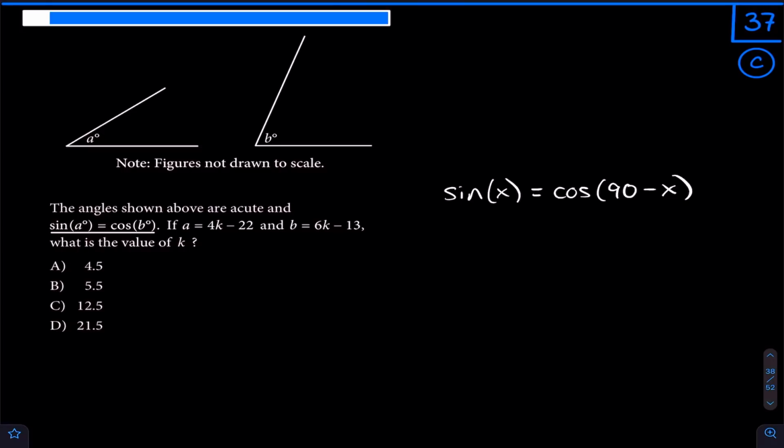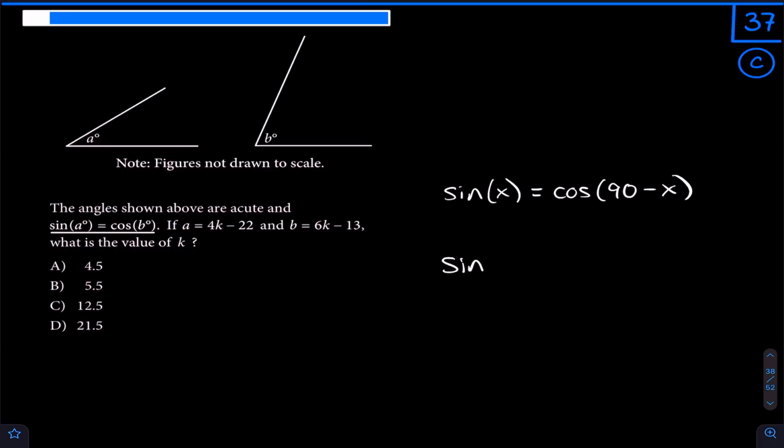Okay, this is something that you need to know because, again, here's another example of how it can show up on the SAT. When you have sine equal to cosine, that means that the angle measures will add to be 90. If you add these two angle measures together, you get 90. And that should actually kind of make sense to you if you know your trig a little bit.